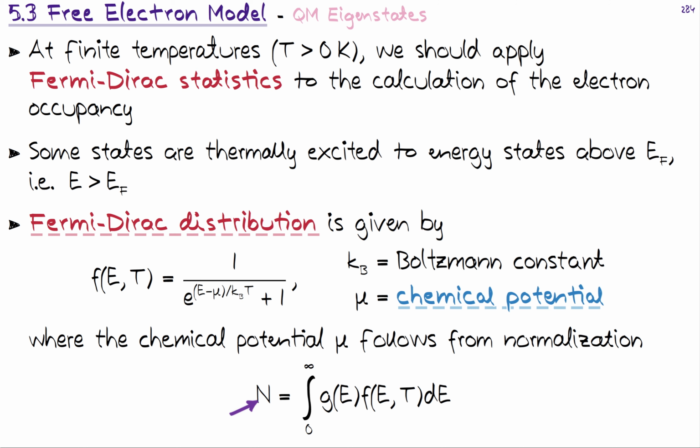So in essence, when we make use of the density of states and the Fermi-Dirac distribution and integrate over them with respect to the energy, the outcome of the integral must be just the number of electron states that we have in our system. So essentially, we require that the electrons must be in some state.